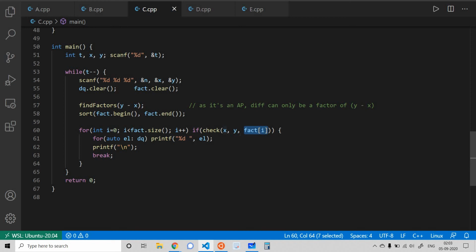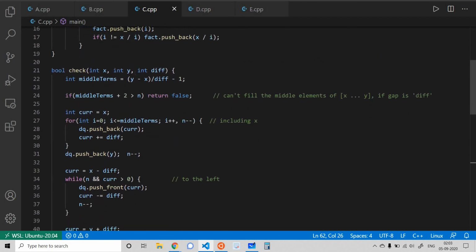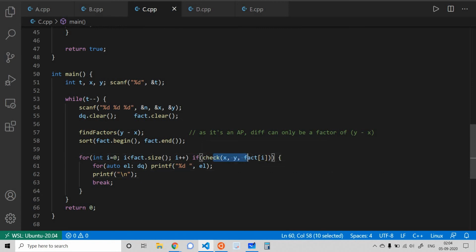Now I'm going through all the factors of y minus x. I'm checking whether, by using this factor as the difference, I'm able to fill in the gap between x and y and place all the remaining elements, then I'm printing my list. For the list, I'm using a dq. Why am I using the dq? Because I'll be explaining the reason here. Now this is the check function which I have called for each of the factors right here.